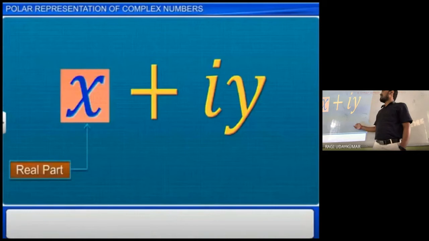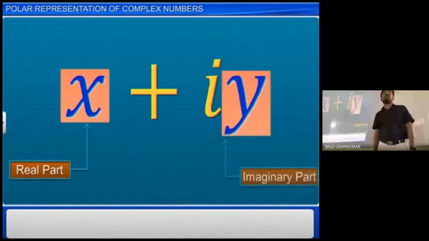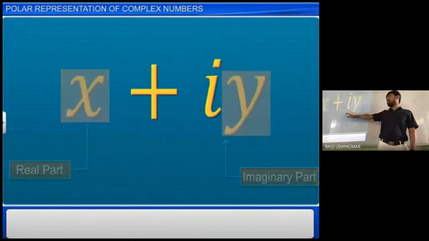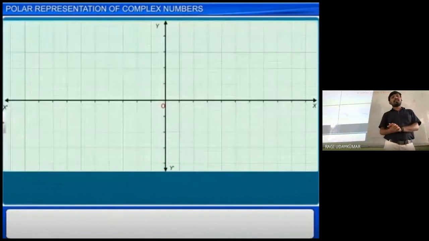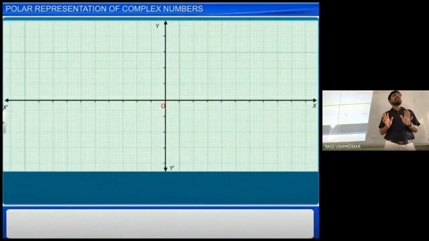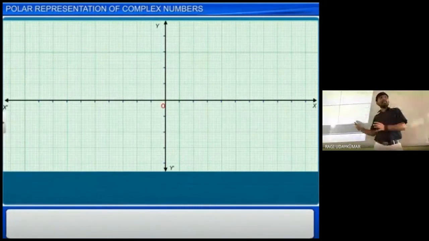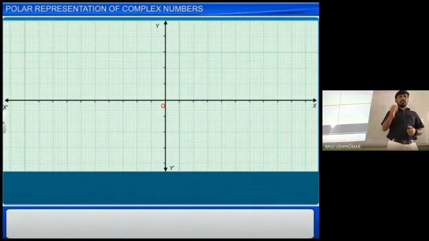Polar representation of the complex numbers and Argand plane. So how do we represent the complex numbers? If this is a complex number, x is the real part and y is the imaginary part, both the numbers are real numbers. So when you are taking the coordinate system normally, every complex number will be represented on a coordinate system.